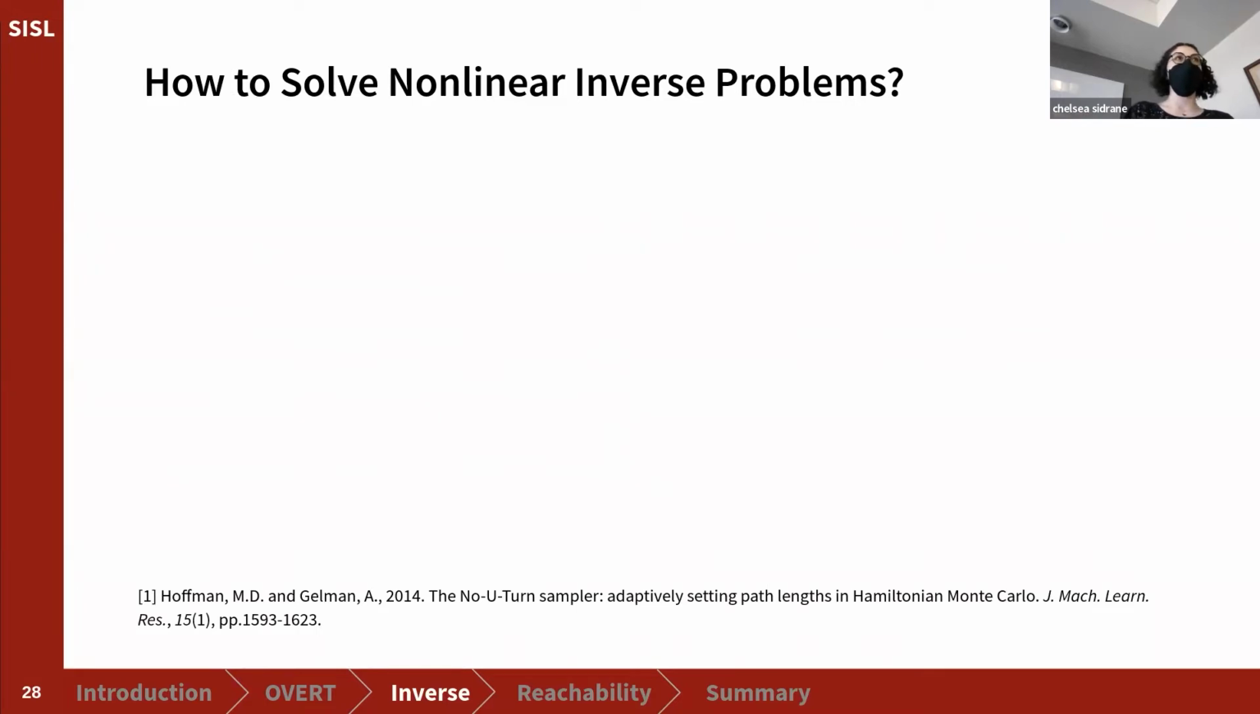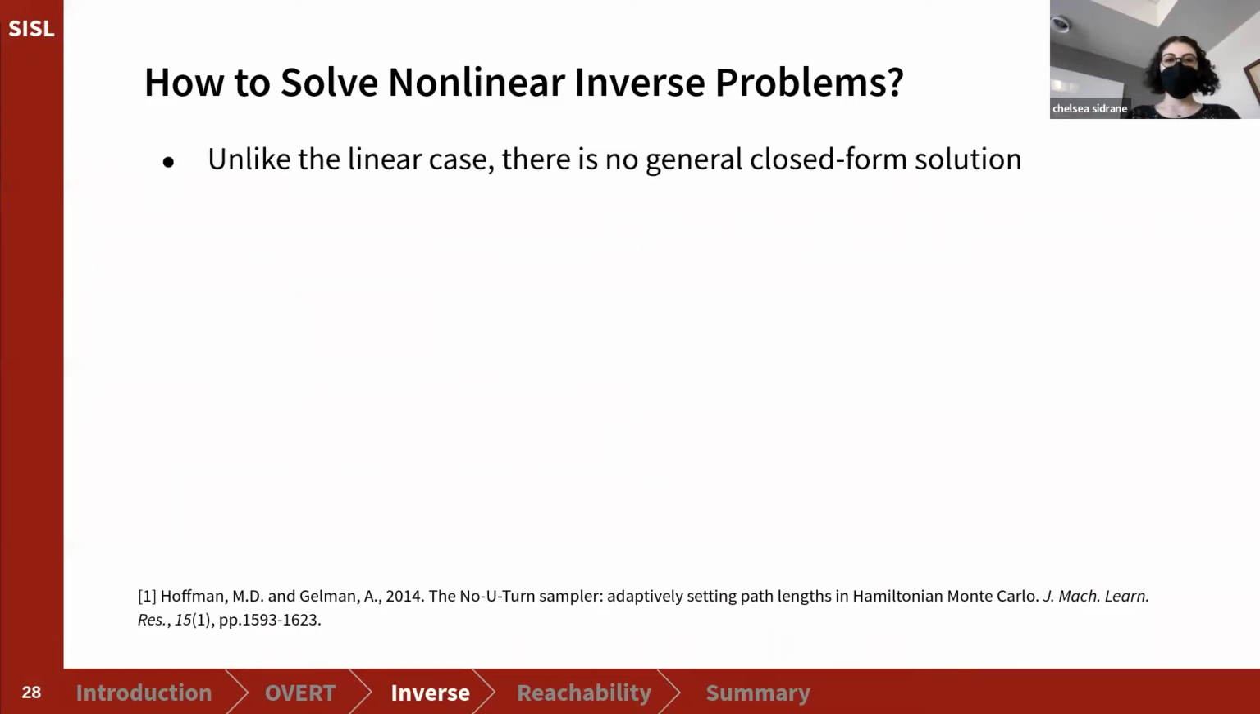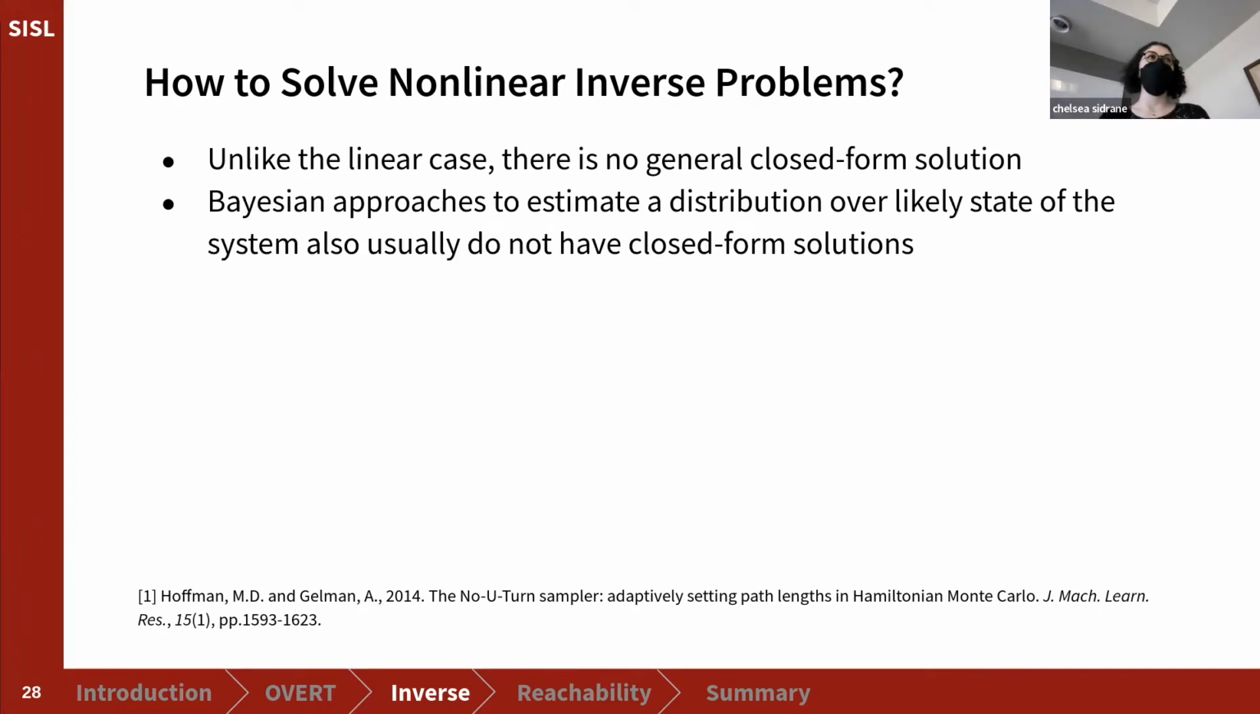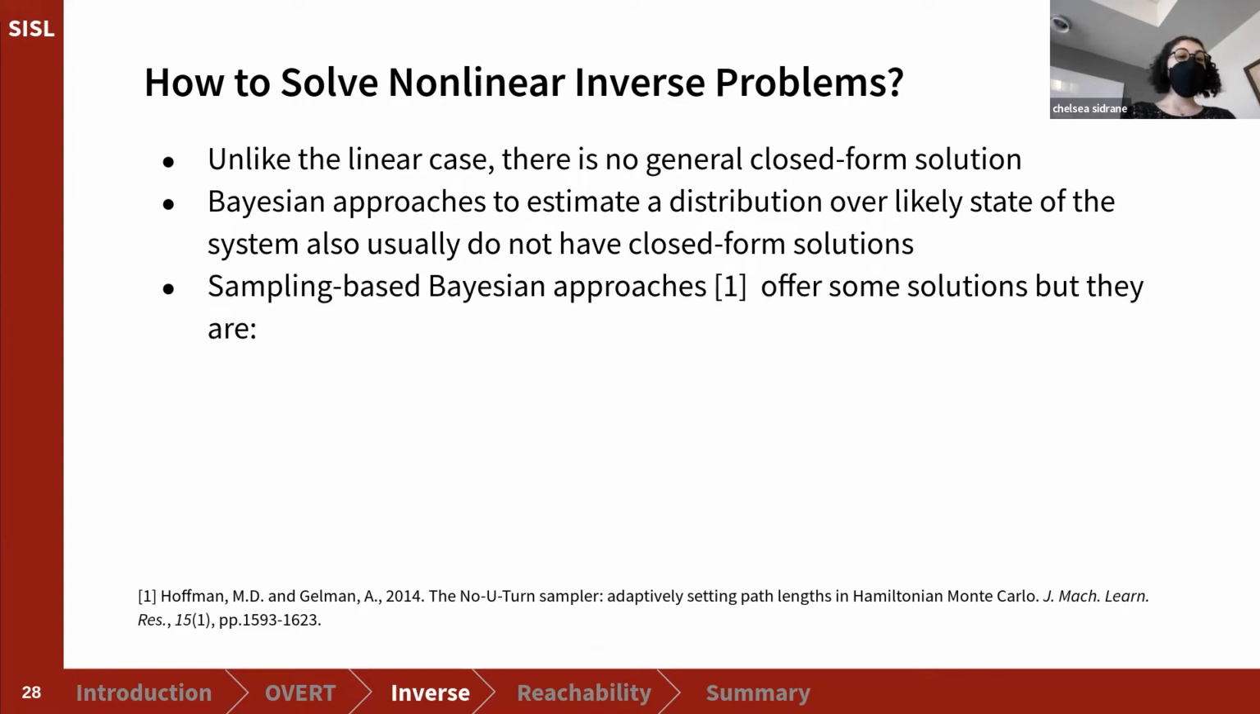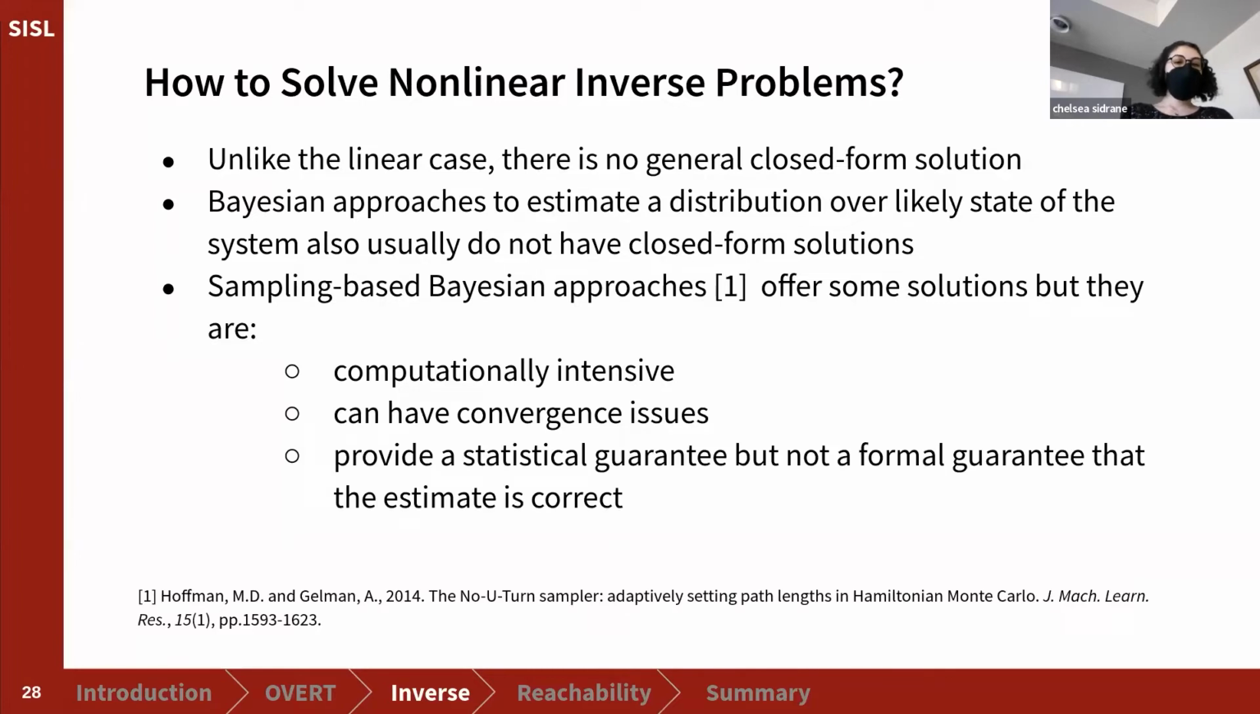So how do we solve nonlinear inverse problems? Well, unlike the linear case, there's no general closed form solution. And if you have a many-to-one mapping, the inverse is not well defined. There are Bayesian approaches to estimate a distribution over likely states of the system, but they also don't usually have closed form solutions. There are sampling-based Bayesian approaches, but they also have their drawbacks, such as being computationally intensive, in our experiments taking up to 25 seconds for a single query. They can have convergence issues, and ultimately, they provide a statistical guarantee, but not a formal guarantee that the estimate is correct. For example, something like 99% of the time, the worst error is X with Y% confidence, rather than 99% of the time, the worst error is X.